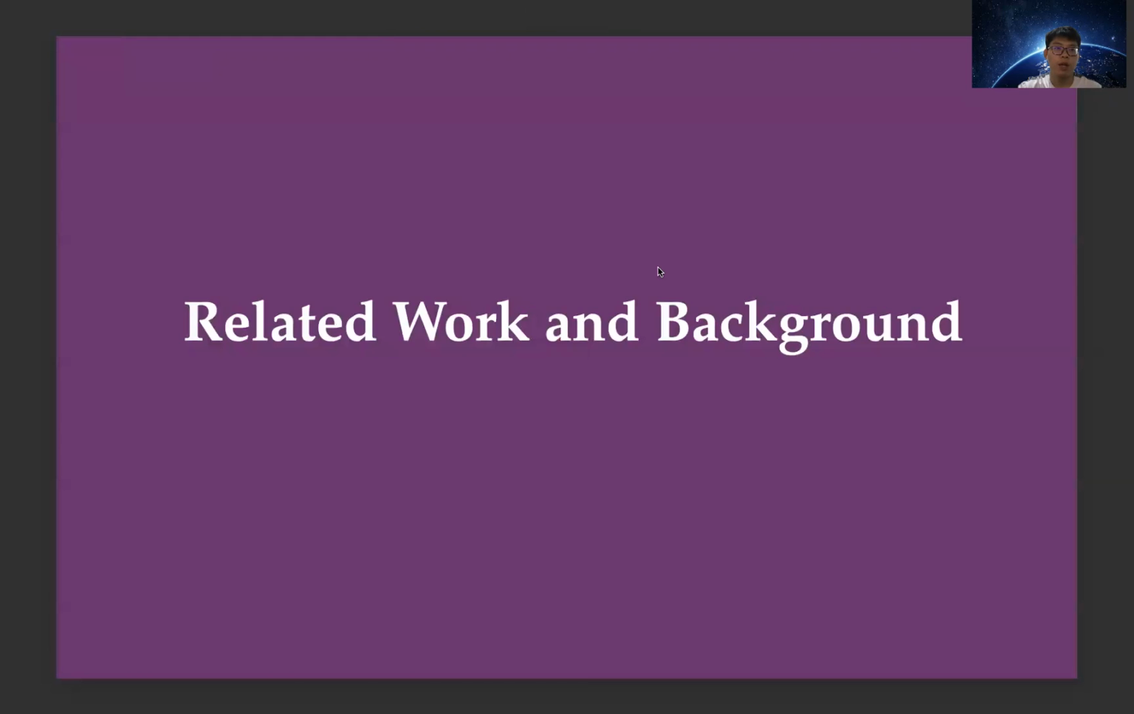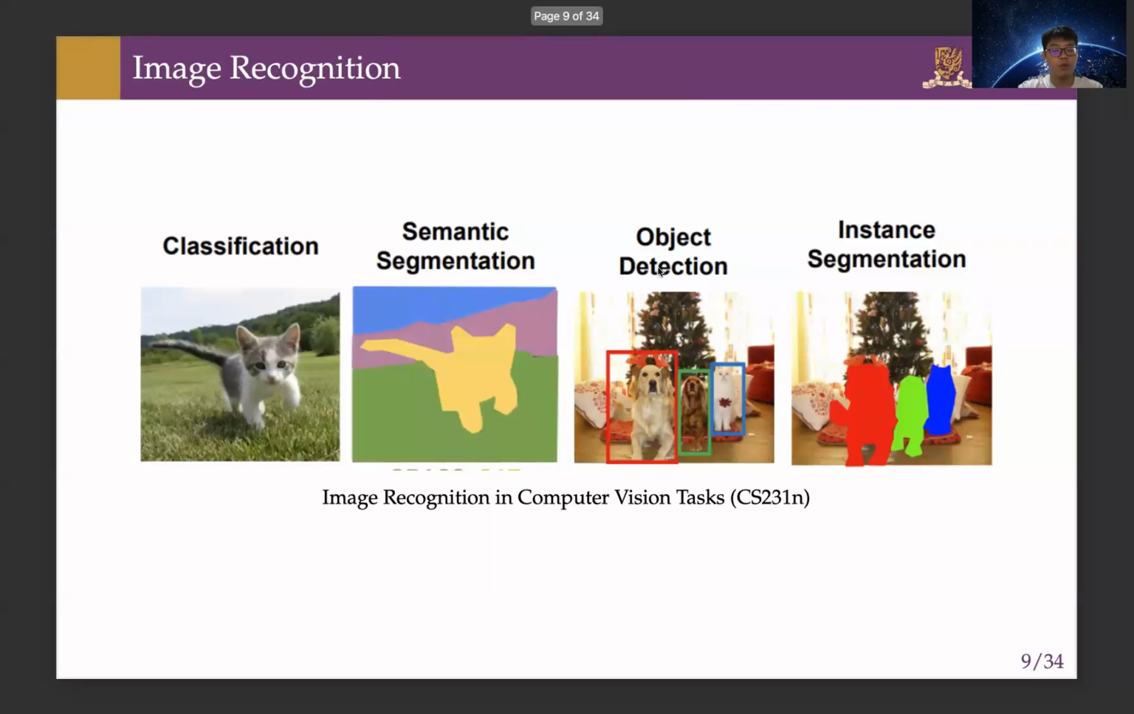Now, let's have a look at the related work and background section. In this section, I'm going to talk about some work on image recognition and GPU, which could enhance our understanding of our work. What is image recognition? In computer vision, it is defined as a collection of image classification, object detection, and pixel segmentation. The pixel segmentation can be divided into two categories, semantic segmentation and instance segmentation.